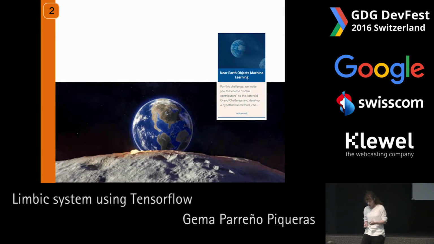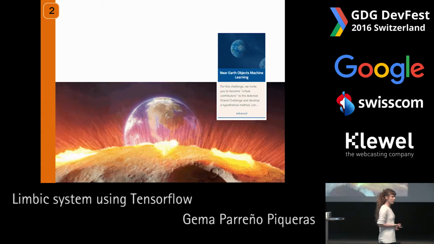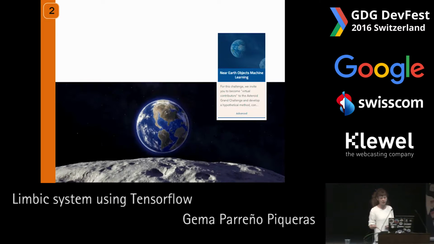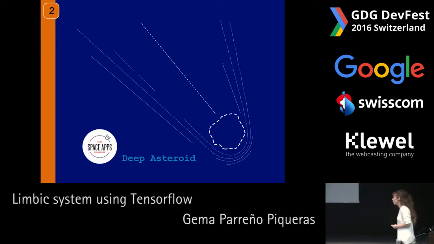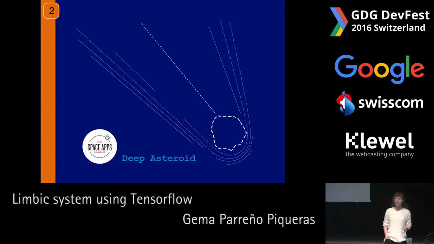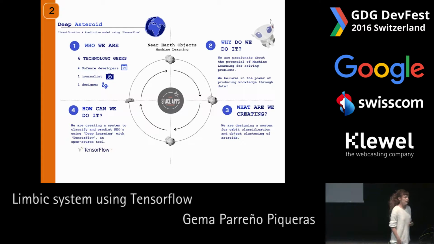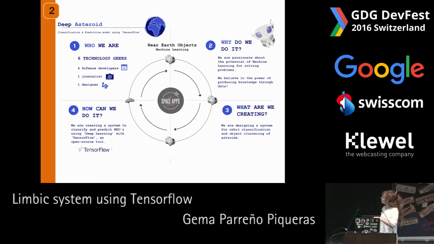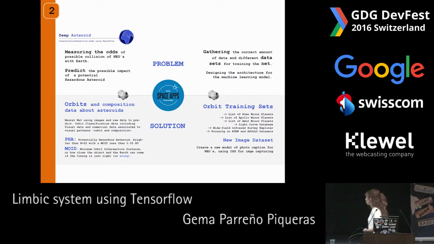So the problem here was, how can we do something with machine learning? How can we train a method that really takes away all this human work? So we developed this project that was called Deep Asteroid. That, more or less, was an architectural neural network that could help us to classify. We gathered six technology geeks who were passionate about the potential of machine learning, and we believe deeply in the power of producing knowledge through data.